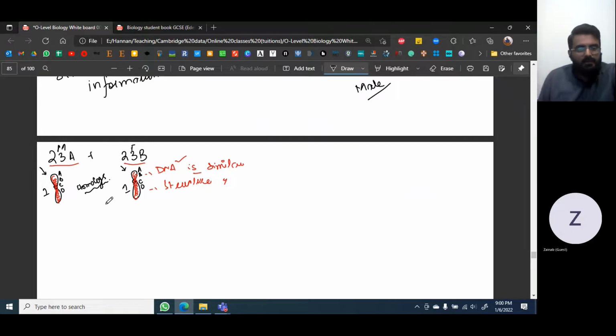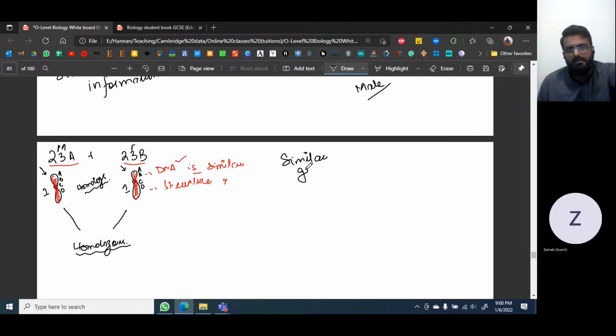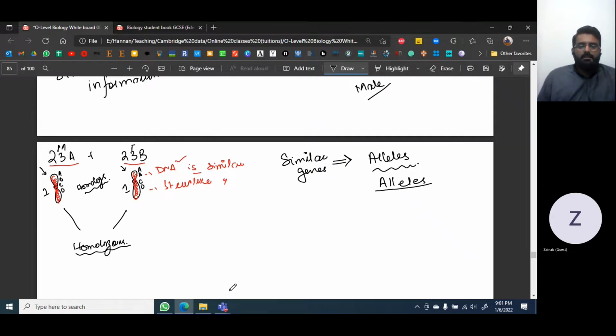A question may arise that similar chromosomes are known as homologous. What would the similar genes be called? Similar genes are also called alleles. So it means that if two chromosomes are homologous, which means similar, then their genes would be similar. Those homologous genes, those similar genes, would be named as alleles.